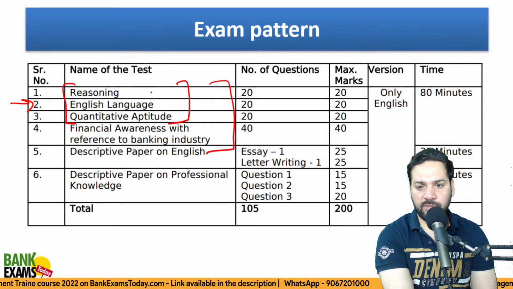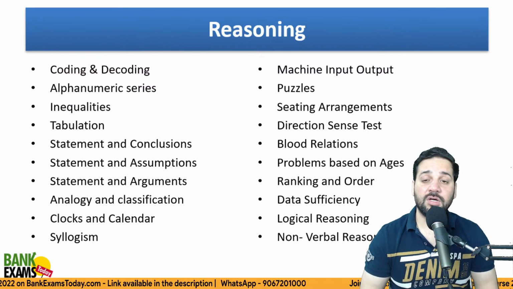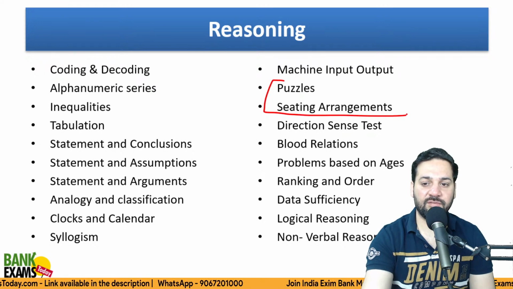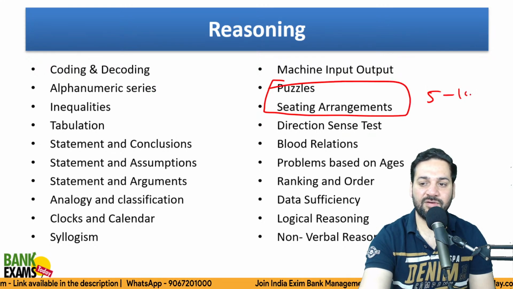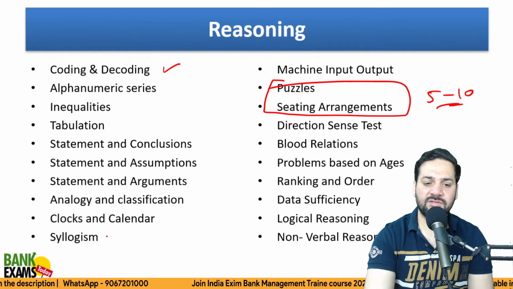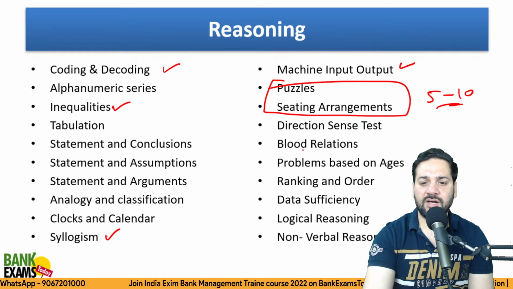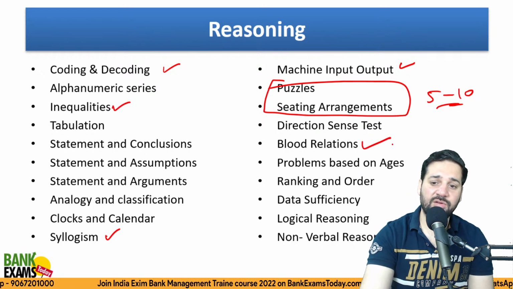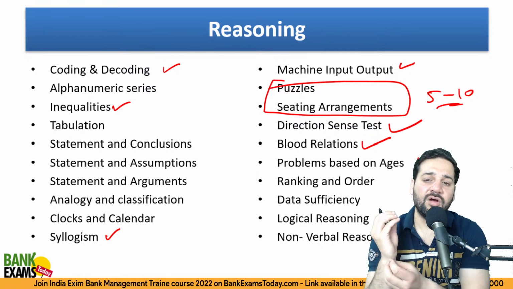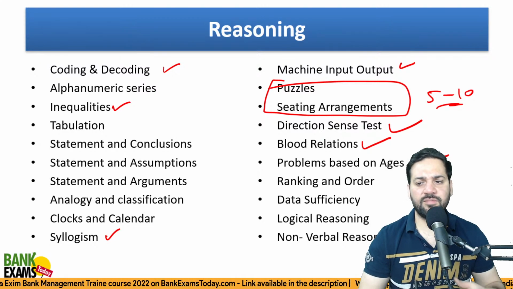In the reasoning ability, 20 questions are there, so you can expect at max 1 or 2 lengthy questions like puzzles in the seating arrangement, a set of questions worth 5 to 10 marks directly from here. The rest of the topics would be coding-decoding, inequalities, 2 or 3 questions from each of these, machine input-output, blood relations, direction sense test, problems based on ages. These are some of the important topics. Maybe 17 to 18 marks from these topics only.